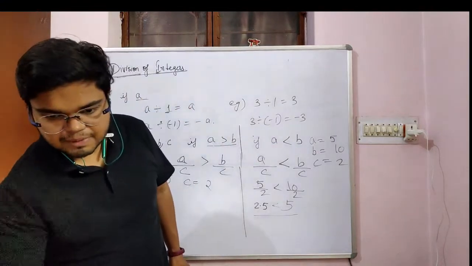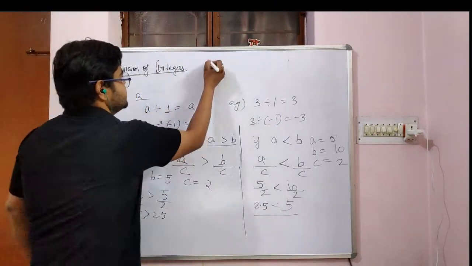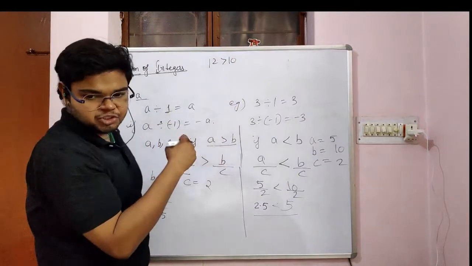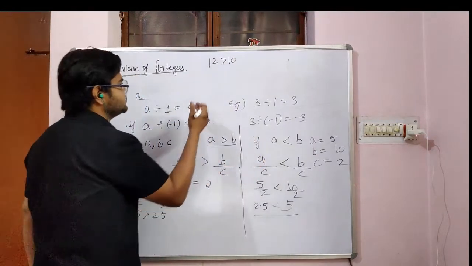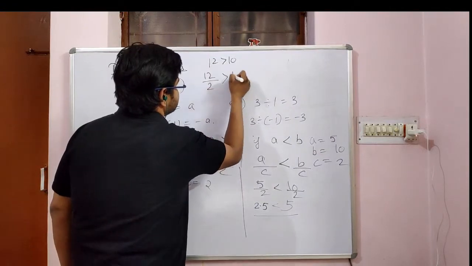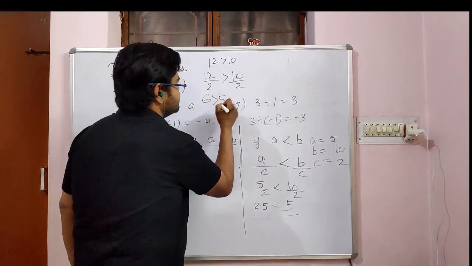We have some examples in your textbook, like 12 is greater than 10. So if we divide 12 by any number, let us consider 2, 12 divided by 2 is greater than 10 divided by 2. The result will be 6, and here it will be 5.